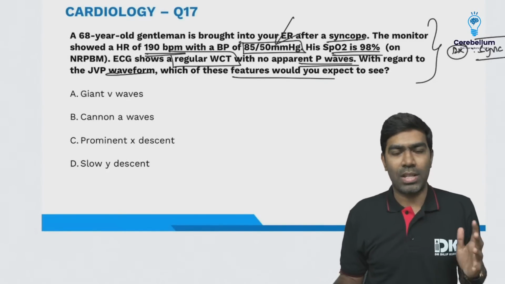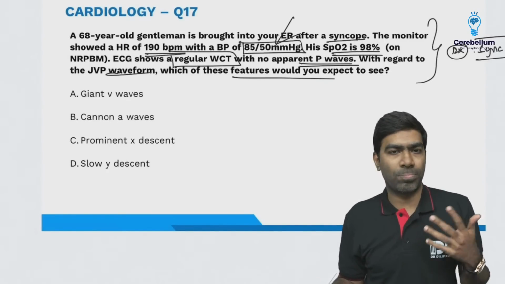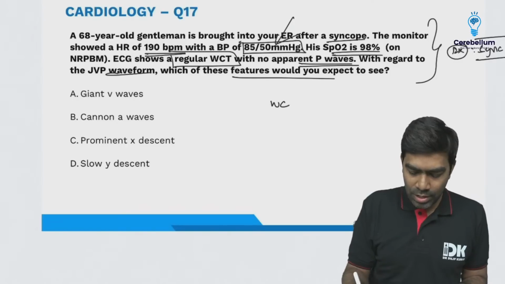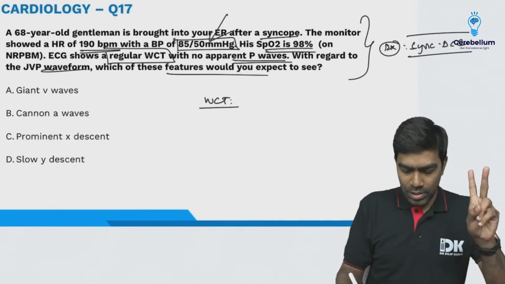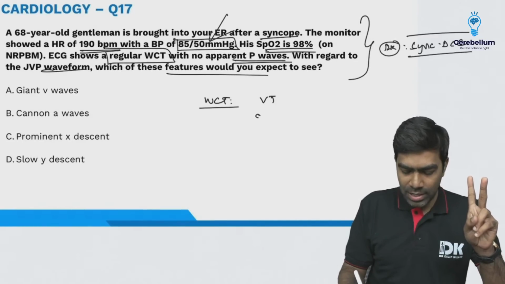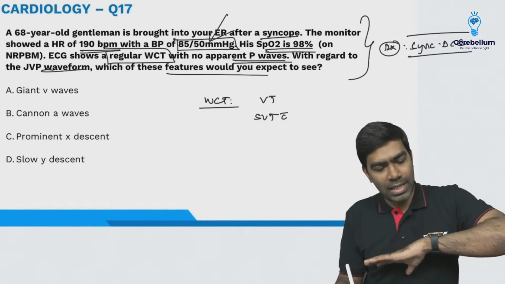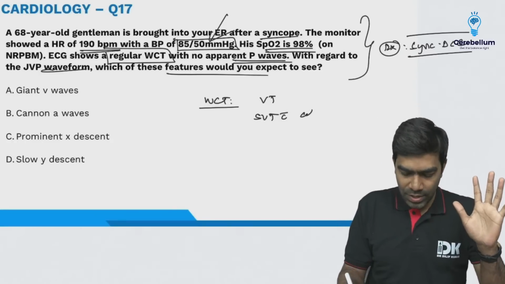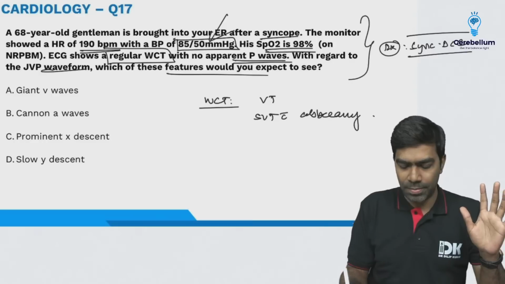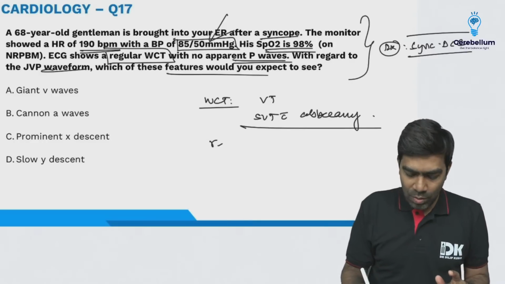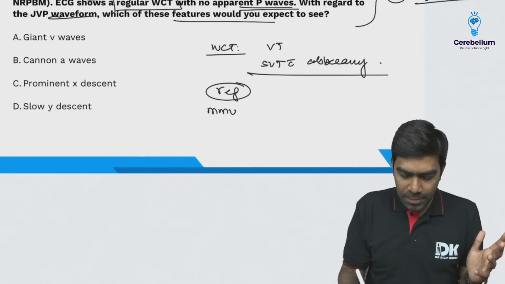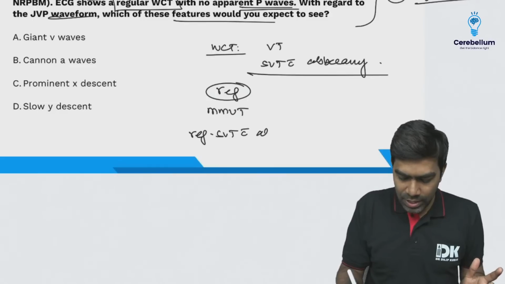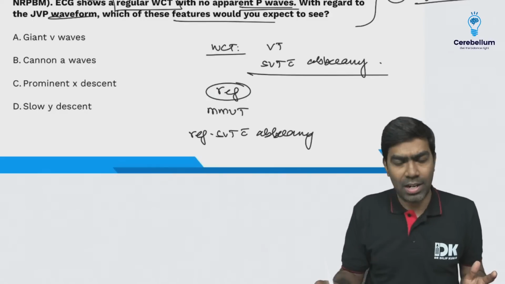So what are the differential diagnoses of wide complex tachycardia? When you speak about wide complex tachycardia, you have only two differentials. One is ventricular tachycardia, second is SVT with aberrancy, which means anything apart from VT is an SVT with aberrancy. If it's regular, what are the differential diagnoses? Regular means it could be a monomorphic VT or a regular SVT with aberrancy. For example, it could even be a sinus tachycardia.